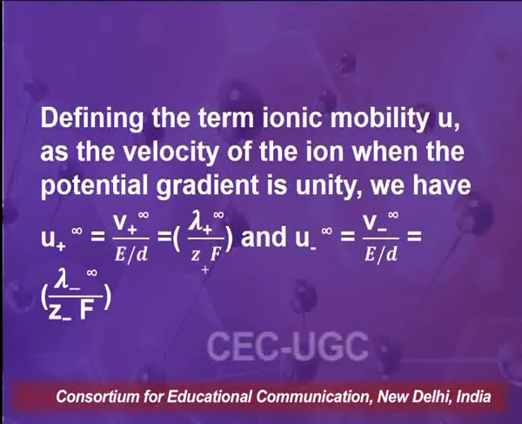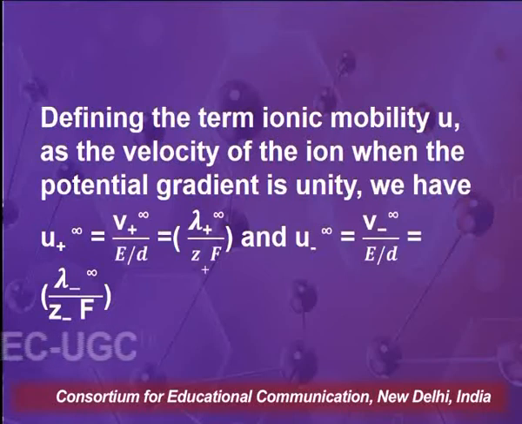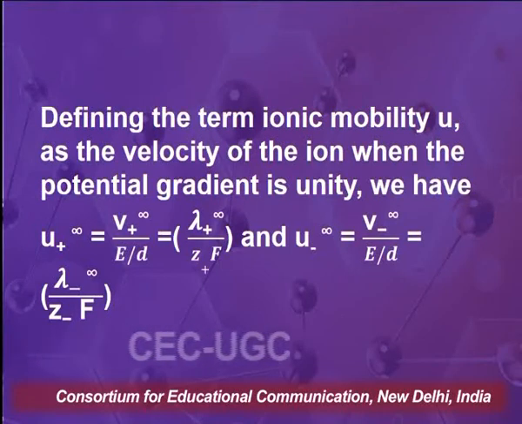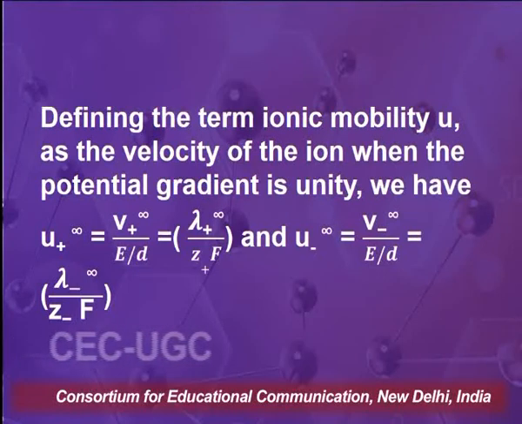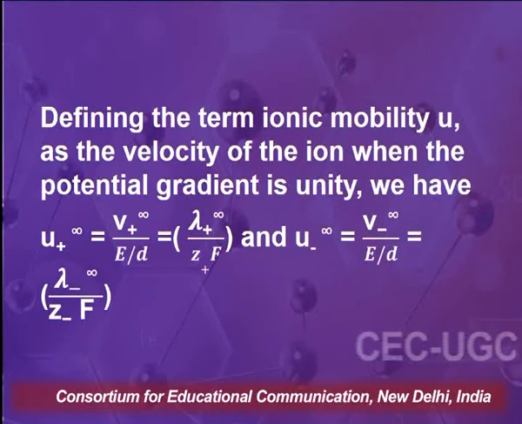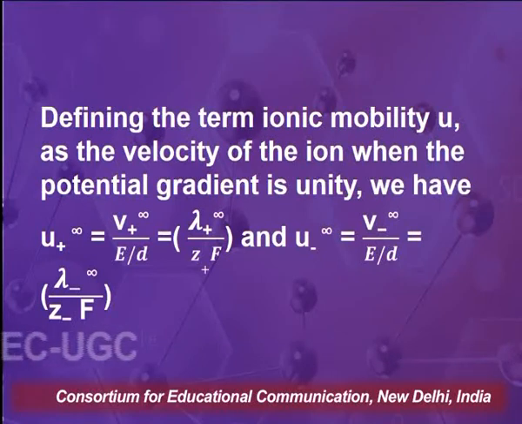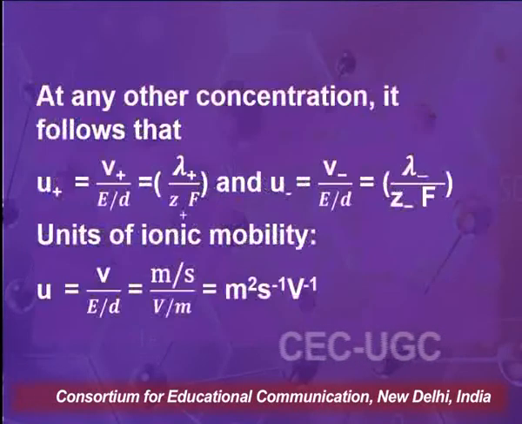Defining the term ionic mobility U as the velocity of the ion when the potential gradient is unity, we have U plus infinity equal to V plus infinity by E by D, which becomes equal to lambda plus infinity by Z plus into F, and similarly U minus infinity, which is defined as V minus infinity by E by D, comes out to be lambda minus infinity divided by Z minus into F.